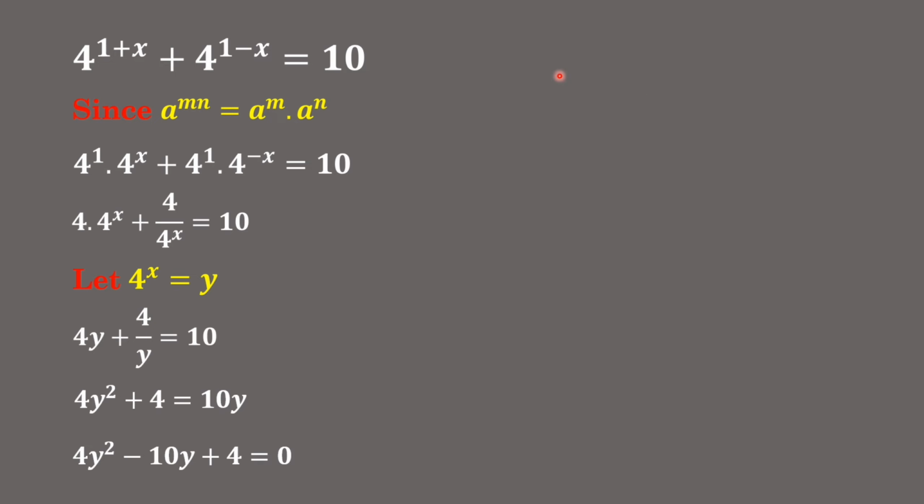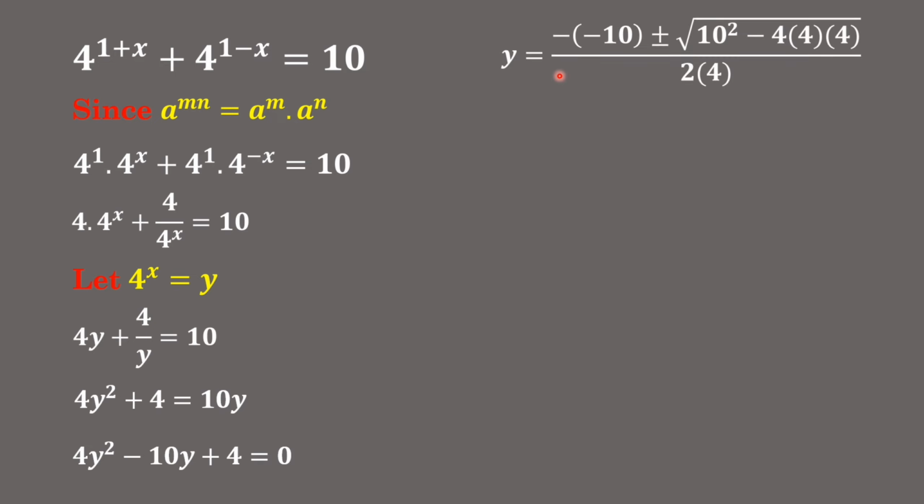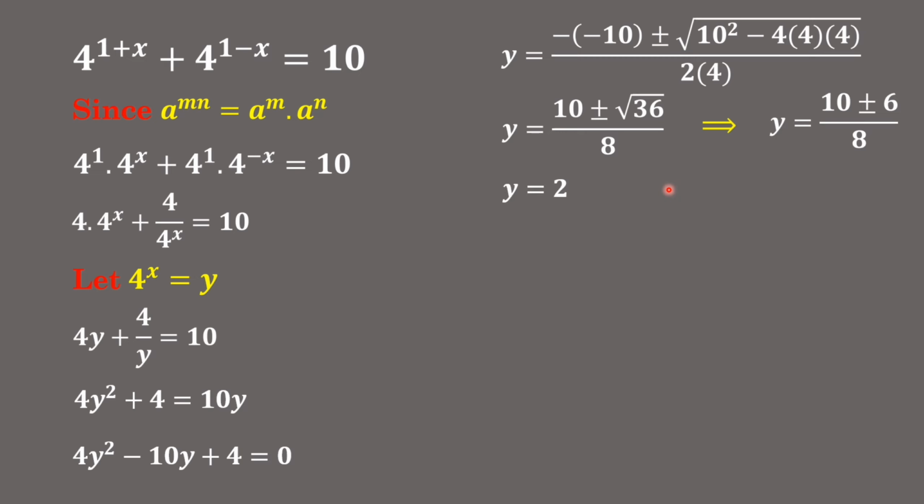Then using the quadratic formula, y will be equal to this one, and then simplifying this one, we will get y is equal to this one, and square root of 36 is equal to 6. So this value of y implies y is equal to 10 plus minus 6 divided by 8. And if we split up these two values, then we will get y is equal to 2, and the other value is y is equal to 1 by 2.